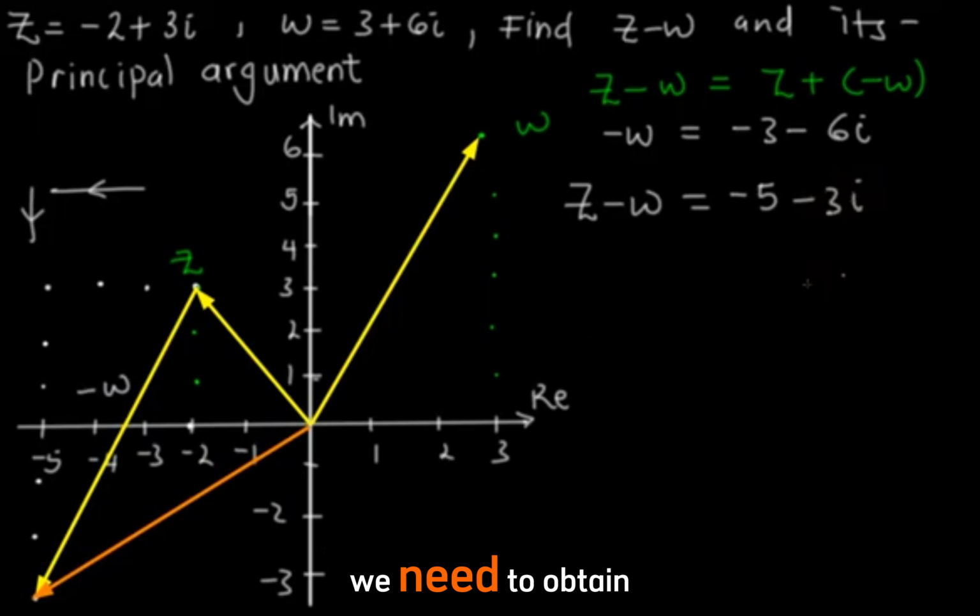Now we need to obtain the principal argument of z minus w, and in order to achieve that, we are going to draw our right angled triangle. And we cannot take this angle as our principal argument, reason being, this angle is past 180 degrees. Therefore, we are going to take this angle instead, which is theta.